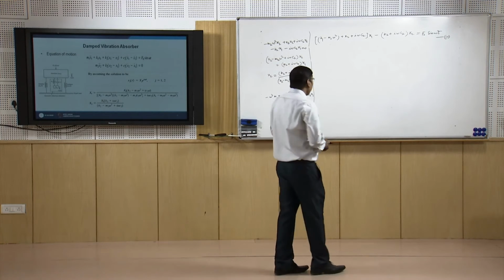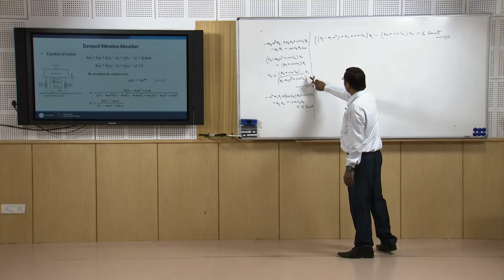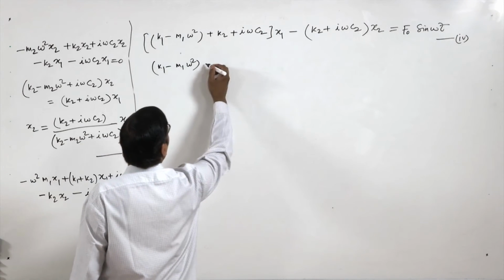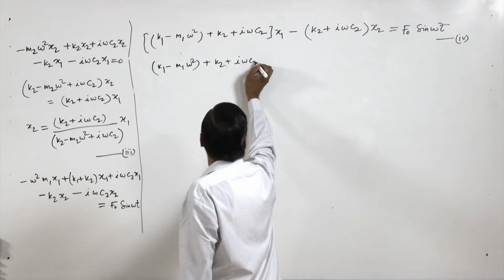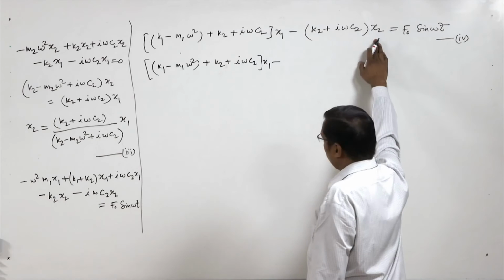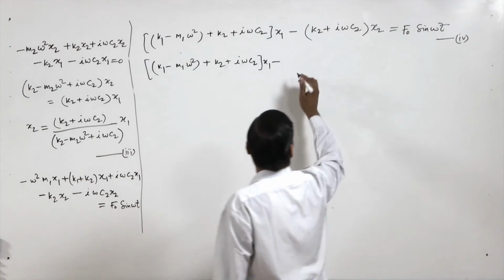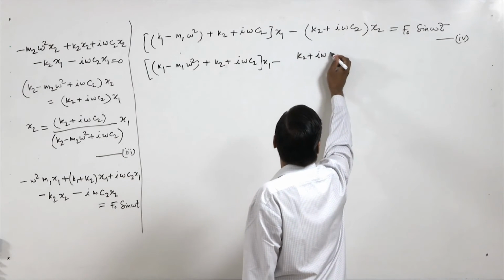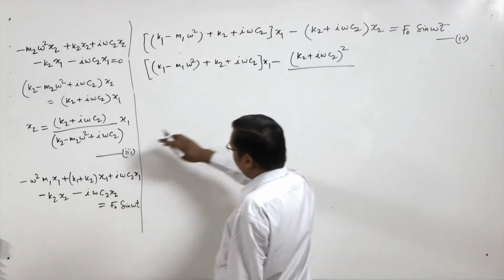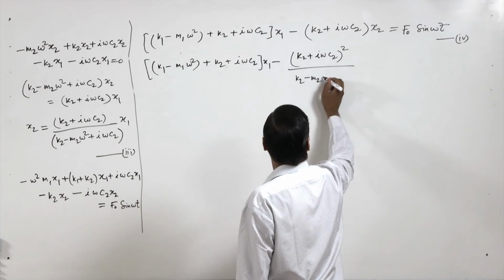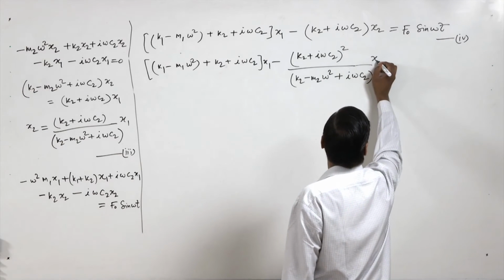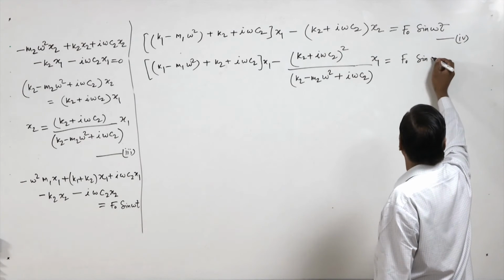So we can solve them. So we put the value of x2 in terms of x1 in equation 4. So here (k1 minus m1 omega square plus k2 plus i omega c2) x1 minus here (k2 plus i omega c2) into x2. So if we put these values, so (k2 plus i omega c2) whole square, because here we have this term, so it will be multiplied, and denominator term (k2 minus m2 omega square plus i omega c2) into x1 equal to f0 sin omega t.